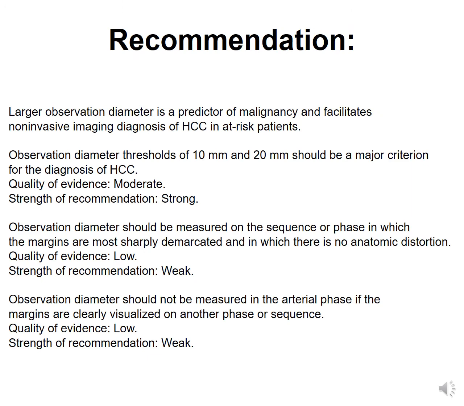So the recommendations are that the larger diameter is a predictor of malignancy and facilitates non-invasive imaging diagnosis of HCC in at-risk patients. The threshold is between 10 and 20, and it should be used as a major criteria for size. The diameter should be measured on the sequence or phase in which the margins are most sharply demarcated, and there's no anatomic distortion. It should not be measured in the arterial phase if the margins are clearly visualized in another phase or sequence. So try to not measure it in the arterial phase.